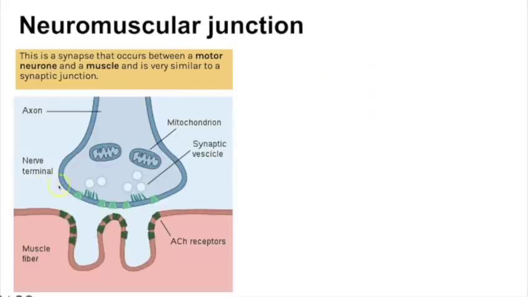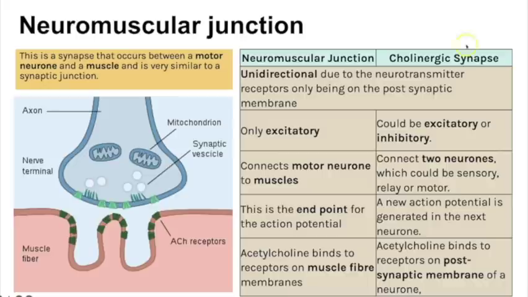Neuromuscular junctions are what you have right at the end of your response arc. So you have your motor neuron, you then have a gap, and then you have your muscle. And your muscle is one of the effectors that would generate the response. And what you need to know is similarities and differences between the synapse that you find here at the neuromuscular junction compared to your typical synapse such as the cholinergic.